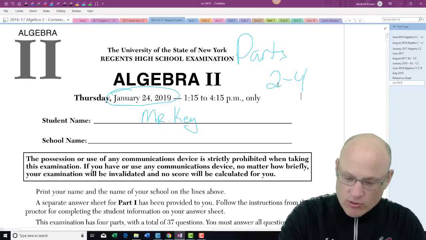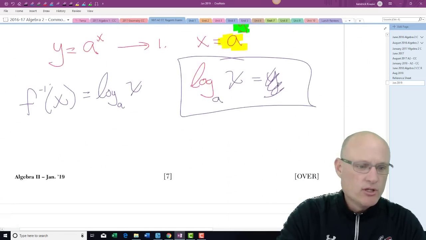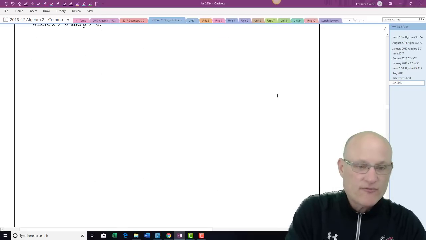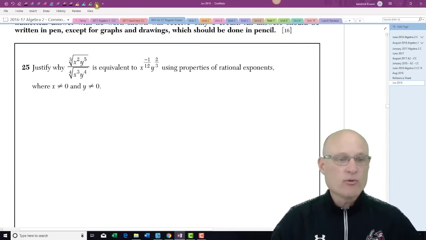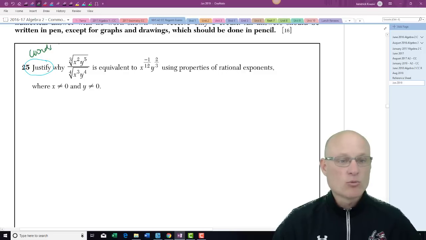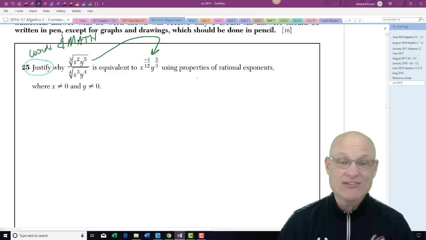Without further ado, let me roll down. Page down. I already did all the multiple choice. So let's move. There we go. First question, justify. First of all, when you see the word justify, you got to remember that this means words. Yeah, that's the word words and math. So somehow we got to get this to equal this. You don't have to prove it's equal. It's equal. Now you just got to show why, using the properties of rational exponents.